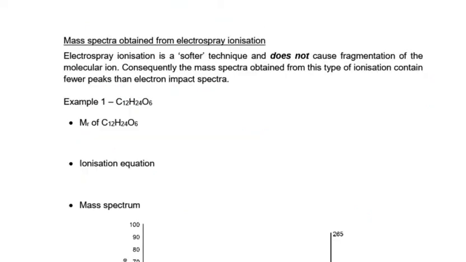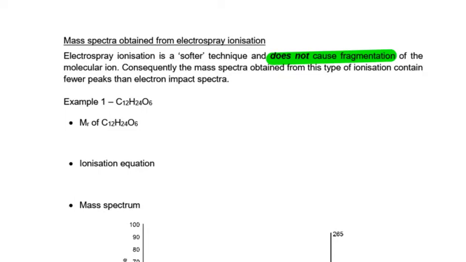So what if we've used electrospray ionisation with our compound? Well, the key thing to learn about this is it does not cause fragmentation. So you will just get peaks due to the molecular ion and isotopes. You will not get lots of other information at the bottom of your spectrum.